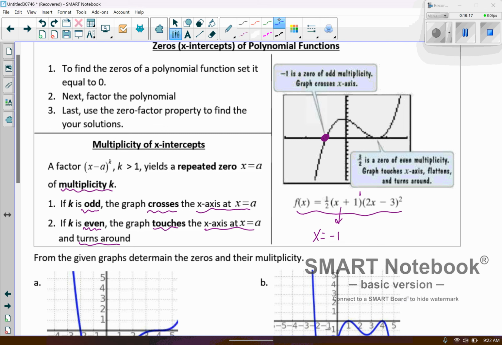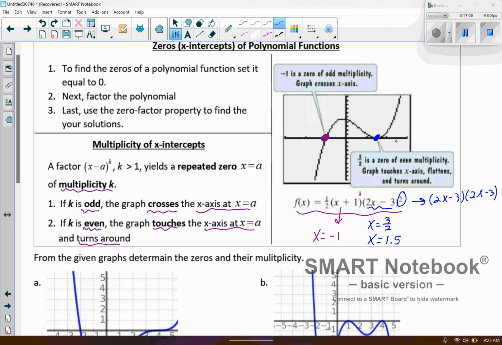But my other solution, if you were to set this equal to 0 and solve, is x equals 3/2, or basically x equals 1.5. The thing is, that solution on the graph happens twice, because that's the same thing as saying 2x minus 3 times 2x minus 3. So that solution occurs twice and has a multiplicity of 2. Sometimes we say that it bounces off. You might see that terminology in your homework. It bounces off, it turns around, it touches, and it almost has a parabola look to it.